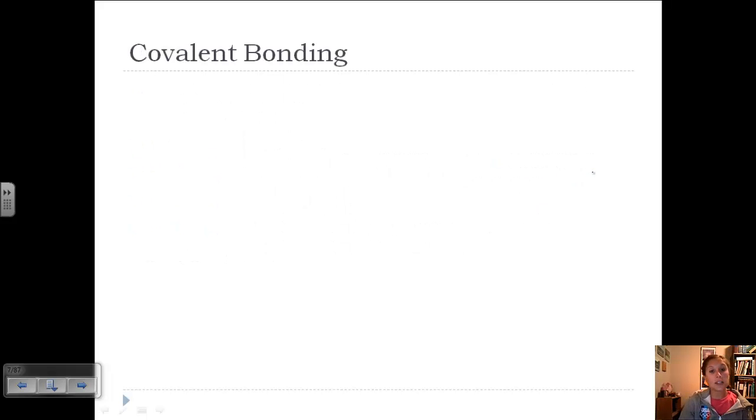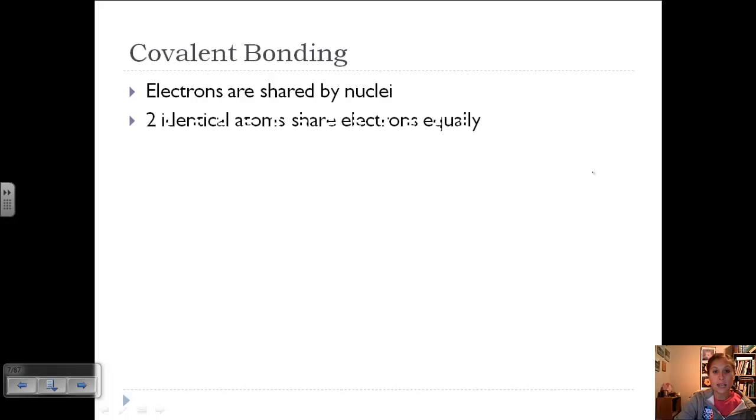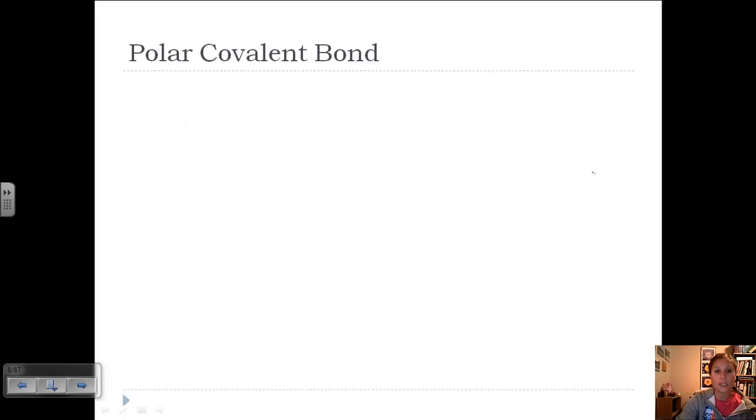Okay, so let's talk about the other main type of bonding, which is covalent bonding. This is where electrons are shared by the nuclei of the atoms. And if we have two identical atoms, they are sharing the electrons completely equally. So any of our diatomics, where we have two of the same atom put together.